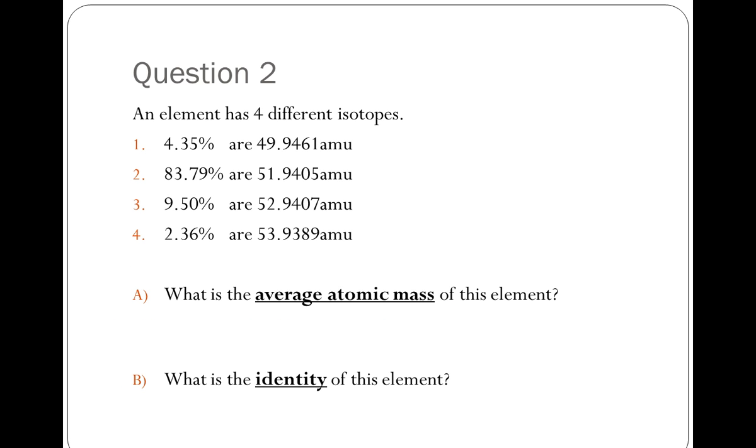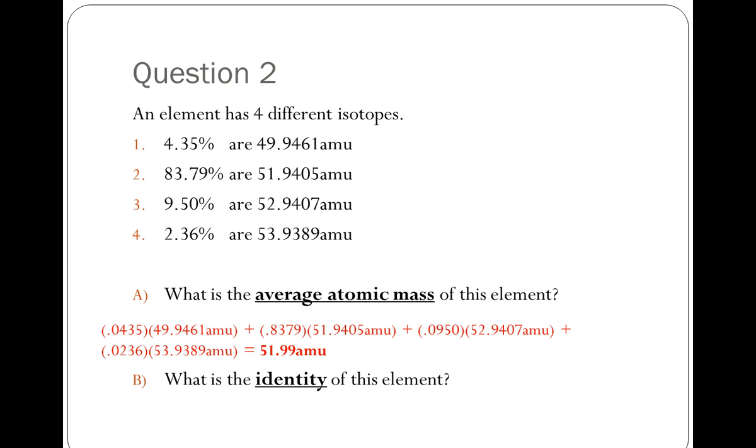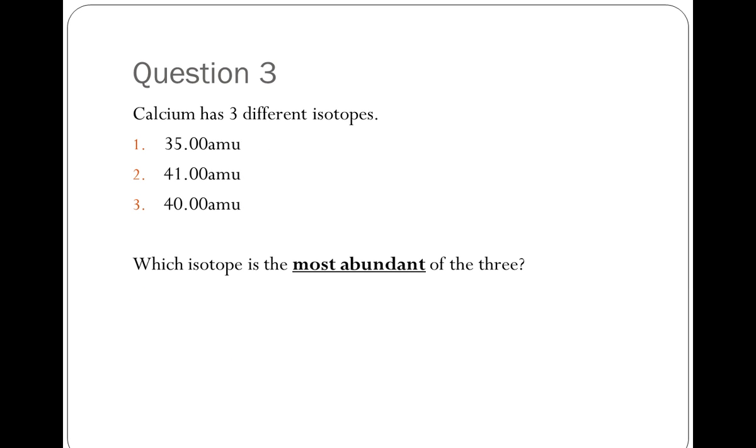Question 2. An element has four different isotopes as indicated below. The average atomic mass is calculated the same way, and you get 51.99 AMU. And that, again, to find the identity of the element, you simply have to look at the periodic table and see which element has an average atomic mass of 51.99 AMU, and you see that chromium has an average atomic mass closest to that value.